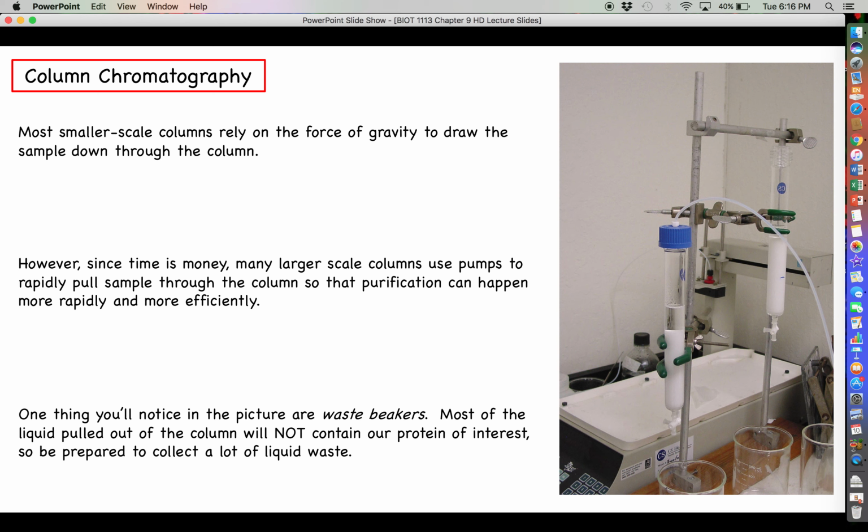Now, regardless of whether you're using a pump or not, something that is absolutely common to all types of chromatography is that you're going to be generating a lot of liquid waste. So in the bottom of this picture, you can actually see several different waste beakers. You're going to be running a lot of buffer and a lot of sample through your column, so you're going to be generating a lot of liquid waste. So be prepared to collect a lot of that.